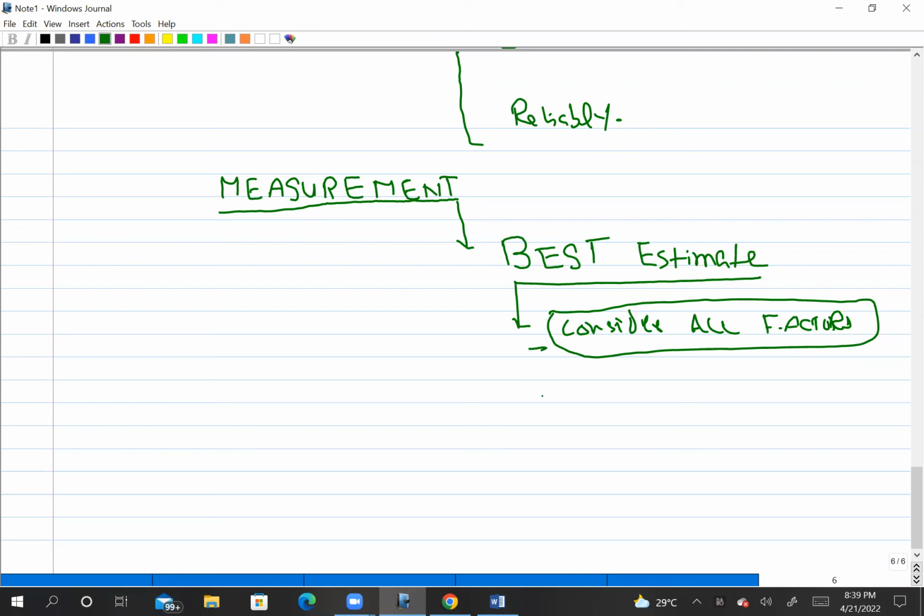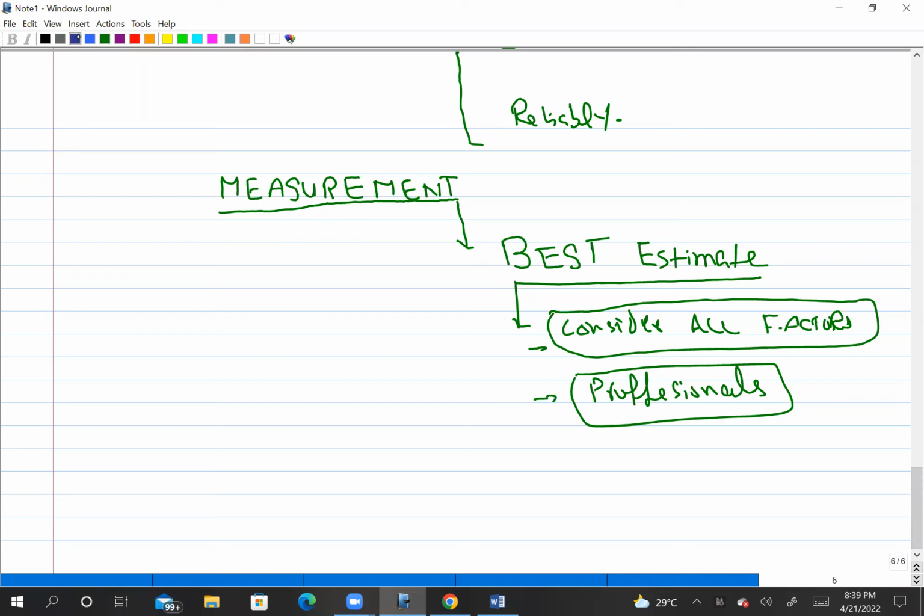And if necessary, we also take input from professionals regarding the measurement of the provision. For example, input from lawyers or engineers. If we talk about dismantling cost or site restoration cost, in such estimation, obviously the opinion of the engineers will be very crucial. Similarly, in case of legal cases, the opinion from the lawyers will be a very important factor. So best estimate means we have considered all the factors while determining the provision.